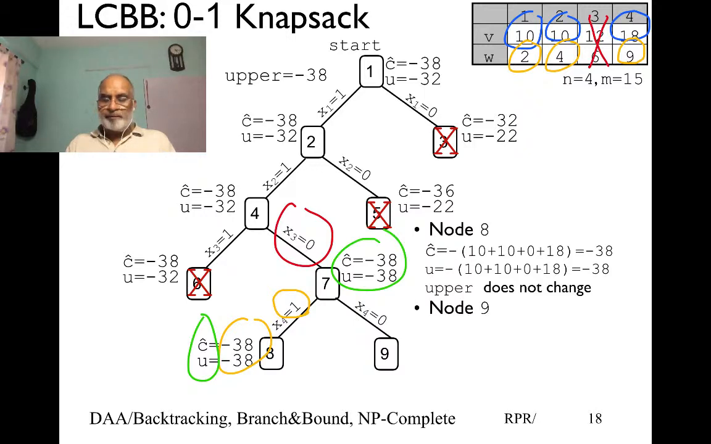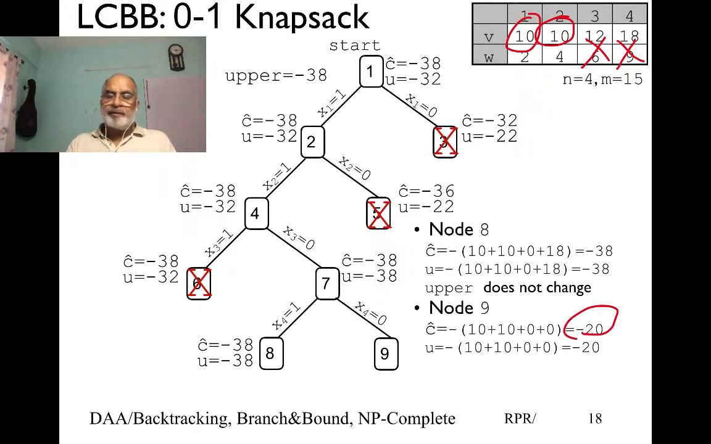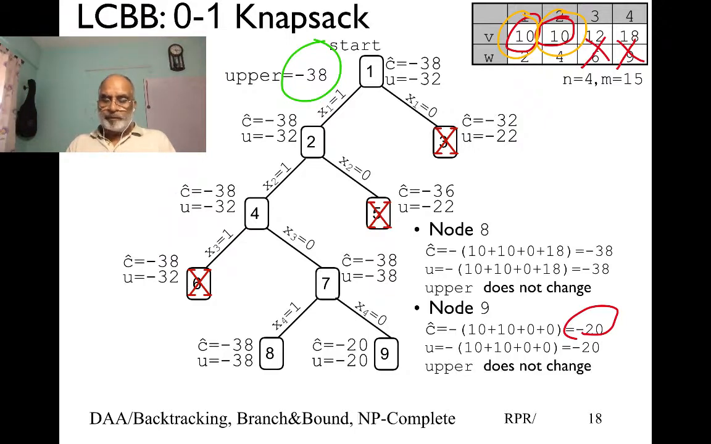As you've seen before, every time we consider a left child with variable equal to 1, the value of cost and upper bound will remain the same as the previous parent node. Let's look at node 9. For node 9, we are neither considering weight 3 nor weight 4. Thus, my cost would be 10 plus 10, minus 20. My upper bound also would be 10 plus 10, minus 20. Now look, this cost minus 20 is greater than my upper bound. So I need to kill this node and not consider it.